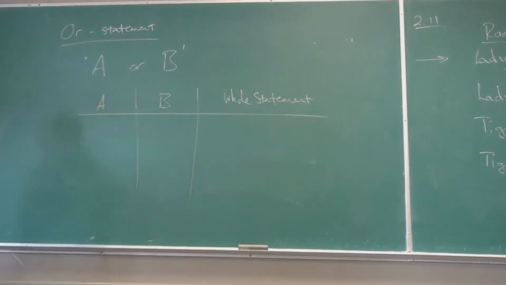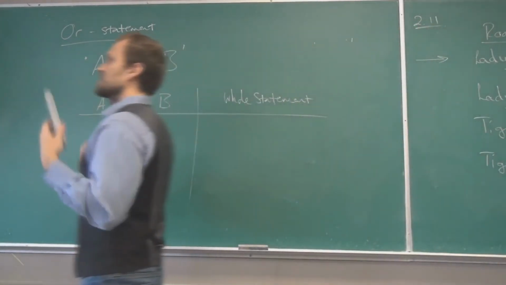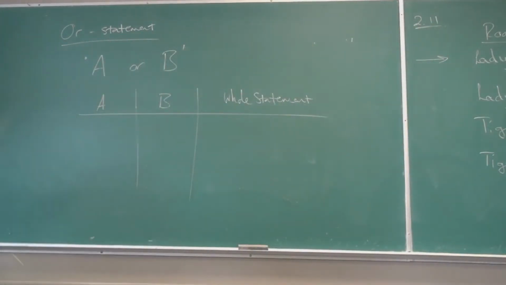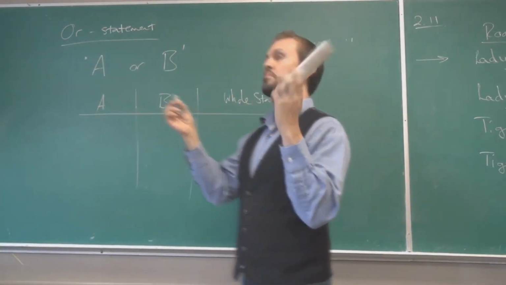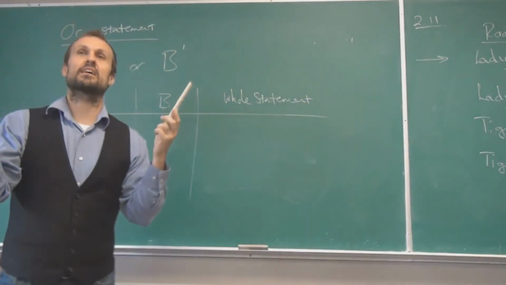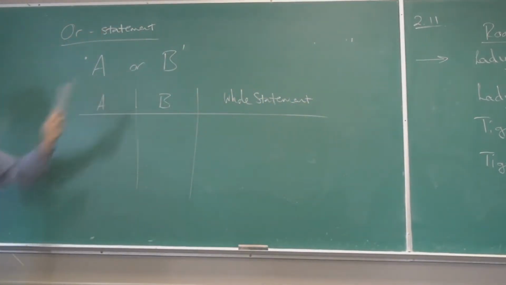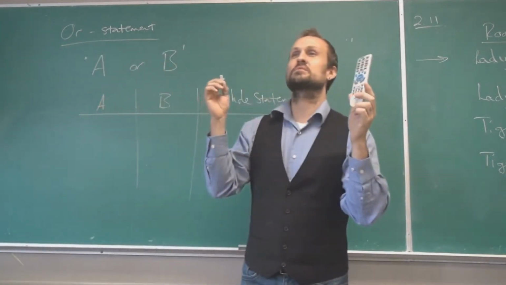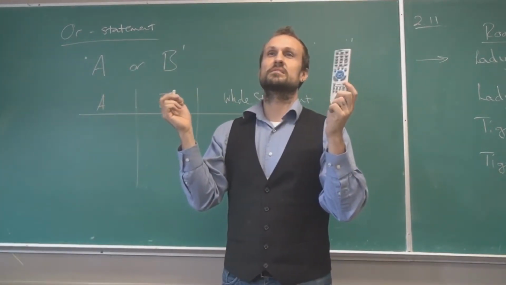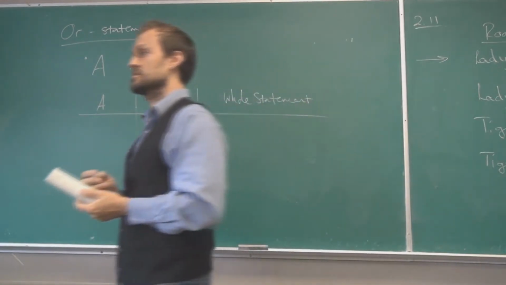All right. Where's my remote? There's my remote. All right. Here's my example that feels a little more intuitive to me than ladies and tigers. First example, I'm saying I have a remote in my hand or I have a piece of chalk in my hand. True or false?